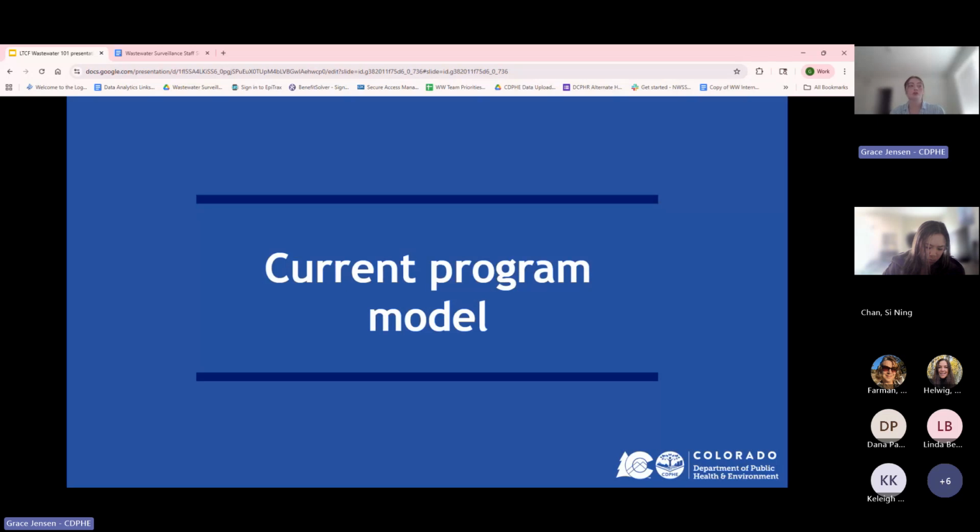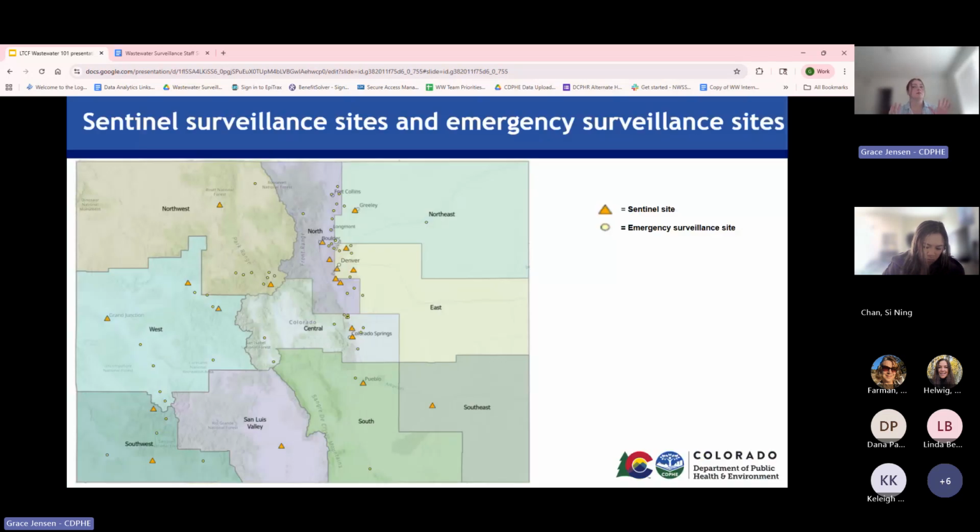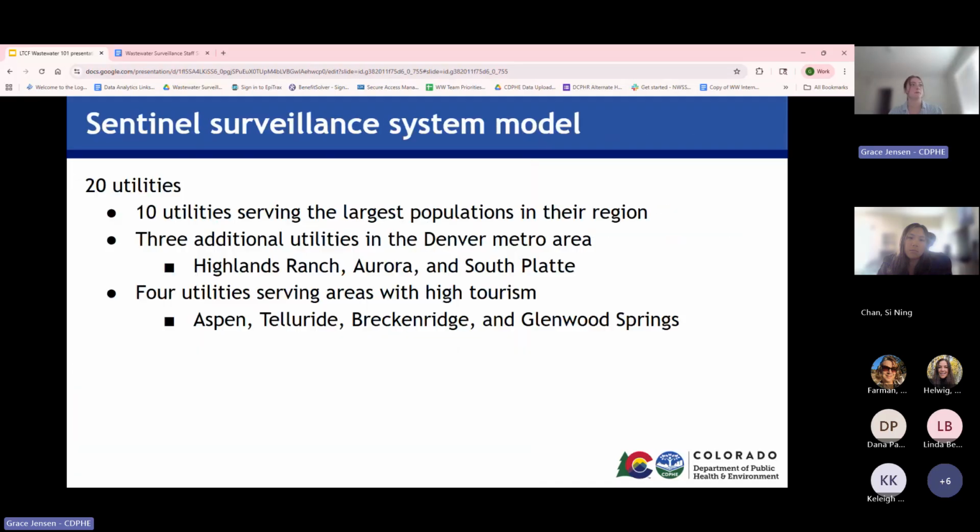So here's what our current program model looks like. On this map, you can see the 10 different regions that we chose to represent in Colorado. The triangles are our Sentinel sites. Those are our sites that we test twice weekly at, our routine testing sites. Then we also have our emergency surveillance sites, and I'll talk about that in just a moment.